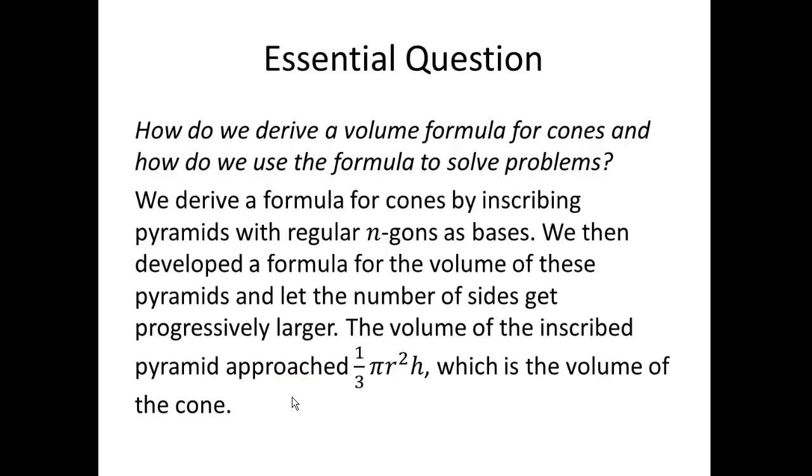So the question we addressed in this lesson is, how do we derive a formula for cones, and how do you use the formula to solve problems? Well, we derived the formula for cones by inscribing pyramids with regular n-gons as bases. We then developed a formula for the volume of these pyramids, and we let the number of sides get progressively larger. The volume of the inscribed pyramid approached 1/3 times pi r squared times h, which ends up being the volume of the cone, where r is the radius of the base of the cone and h is the height of the cone.